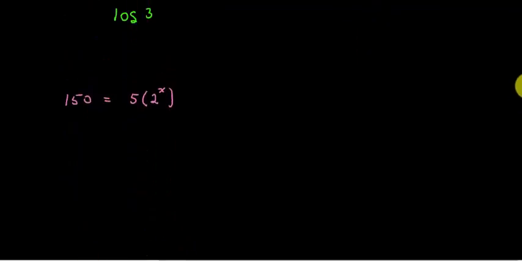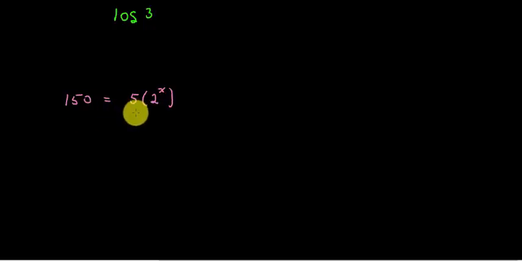So here's one. Let me do this in purple. Here I have 150 is equal to 5 times 2 to the power of x. So it's just the 2 that's to the power of x, okay? And we want to solve for x. Well, the first thing I could do is divide both sides by 5.